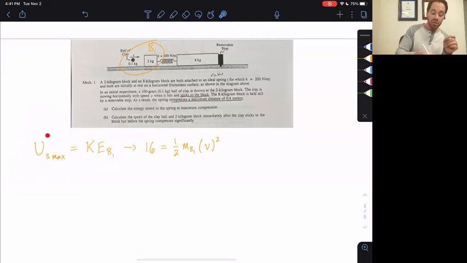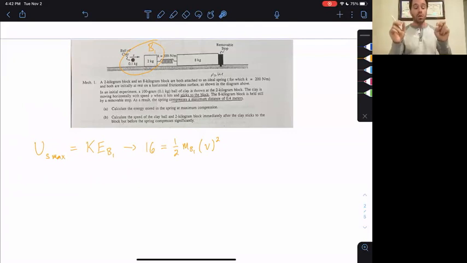So these are different points in time. This is when the block first begins to move, combined with the ball. And then this is the potential energy. This is the time when the spring is fully compressed. The reason these two are equal is not because of some fancy equation where they're always equal. It's just conservation of energy.